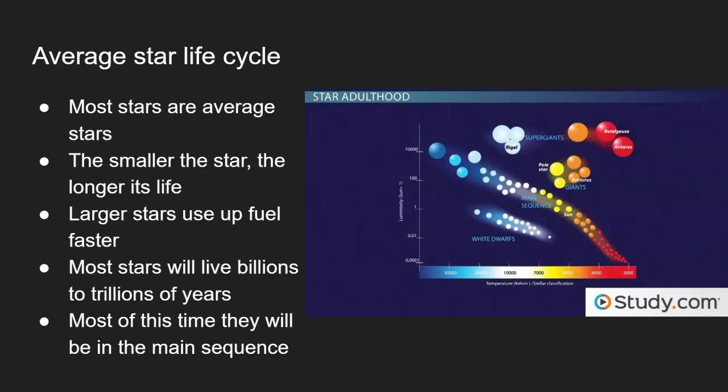Most stars are average stars. The smaller the star, the longer its life, because it will burn its material much more slowly. Larger stars use up the fuel much more quickly. Most stars can live billions, and it's possible trillions of years. Most of this time they will be in the main sequence, and if you look over here, you will see this band. That is the main sequence, and you can see that they go from red up to yellow, white, and eventually blue, and that's based on their temperature.